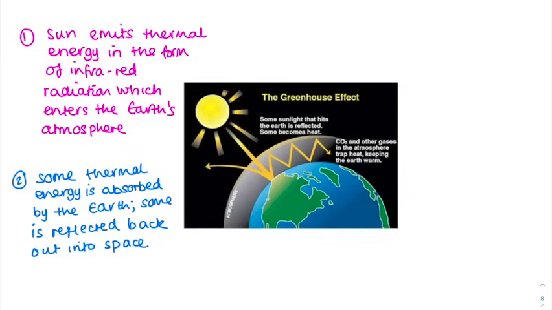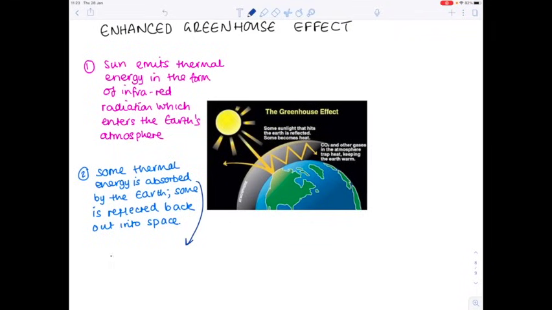And if we look more closely at that absorption of the thermal energy, how's that actually carried out? It's carried out by greenhouse gases such as carbon dioxide and methane, and this is perfectly normal. However, due to all the human activities we carry out, such as burning fossil fuels, deforestation, you find that as those levels of greenhouse gases in the atmosphere rise, more thermal energy is absorbed and trapped.